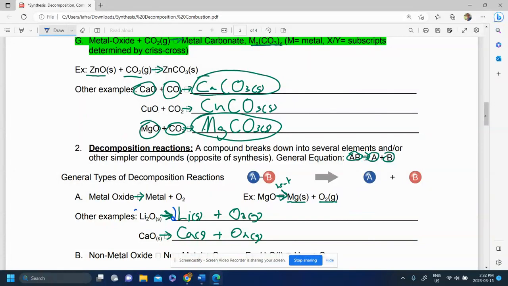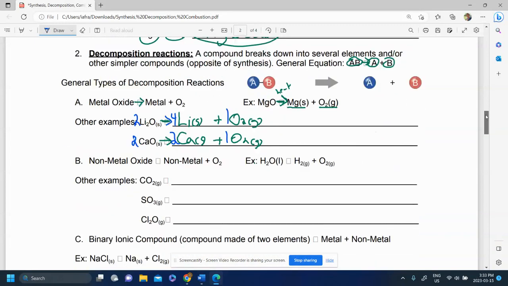We could put a 2 over here, or actually a 2 over here. Let's do that. Put our arrow back there. So that gives 4 lithiums, 2 oxygens, and we're good. We're balanced. Here, we just need a 2 here, and 1 there. Now we're balanced. So that was simply decomposing a metal oxide into metal and oxygen. If you can recognize that pattern, nice and straightforward.